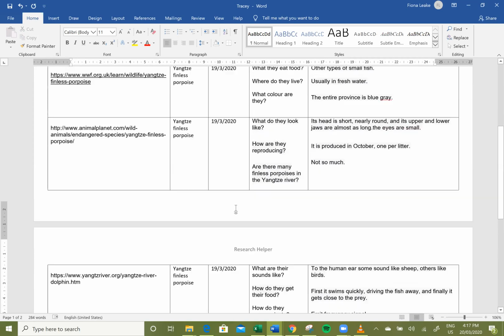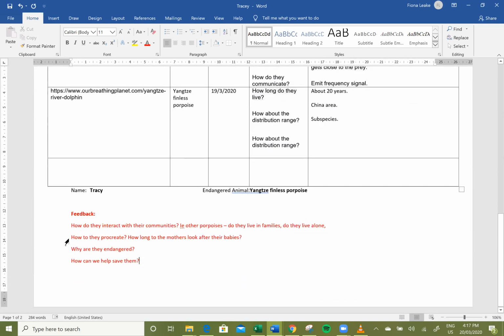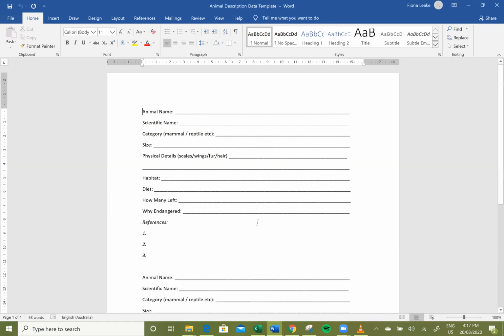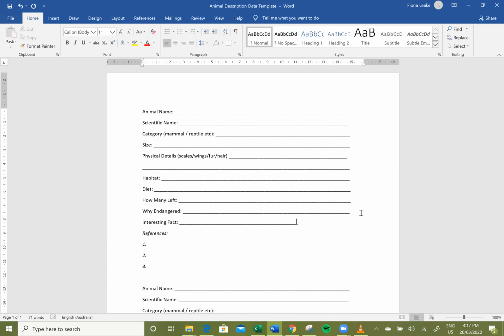Okay, so once you've completed all of this and you've included a little bit more information for me, the next task that we need to do is to create our animal description data sheet. Now, this is just an example that I've created for you, and this you are actually going to bring into class when you do your actual description assessment. So as I said, this is just an example. If it were me, I'd probably include maybe an interesting fact. So you can include here interesting fact. And I'm happy for you to add a couple of more parts if you wish to, okay?